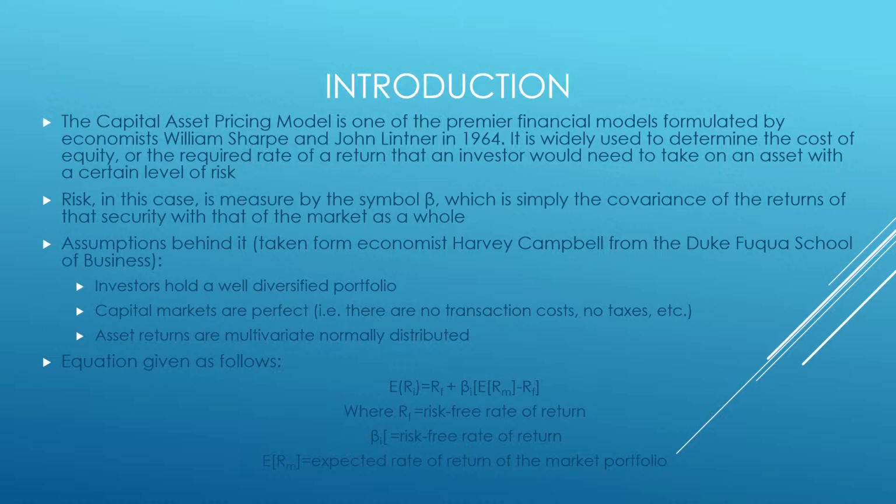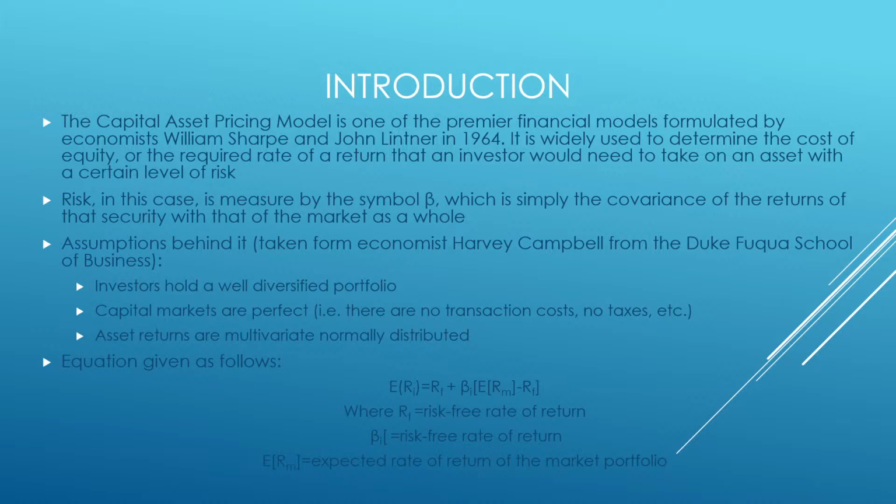It's one of the premier financial models that was created by two economists, William Sharpe and John Lintner, in 1964. Throughout the industry, it's widely used to calculate the cost of equity of a certain security. Essentially, the basic premise behind the model is that investors require additional return for taking on additional risk. So it means that investors are risk averse. That's one of the key principles that underlies the model as a whole.